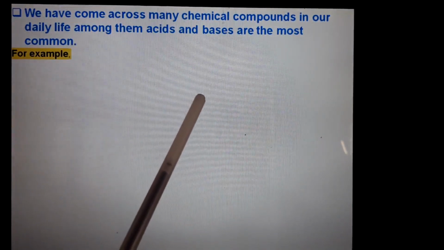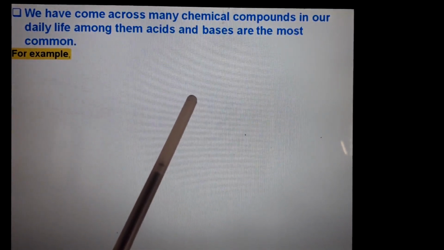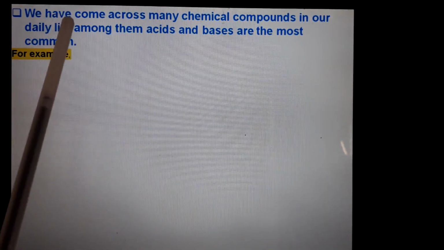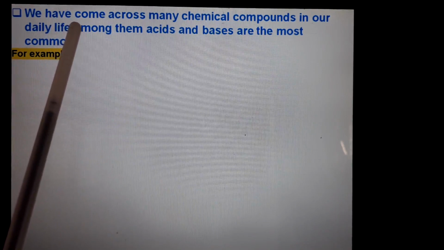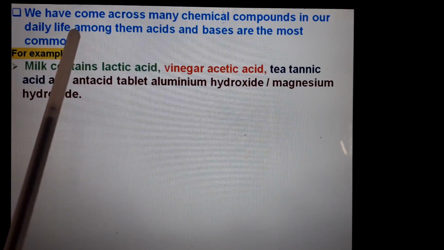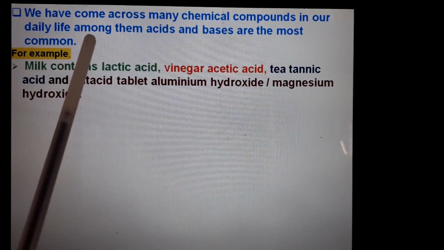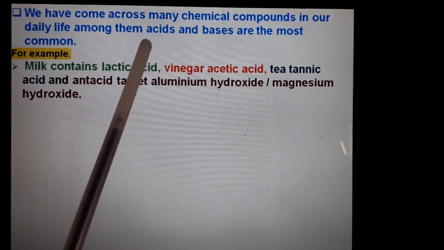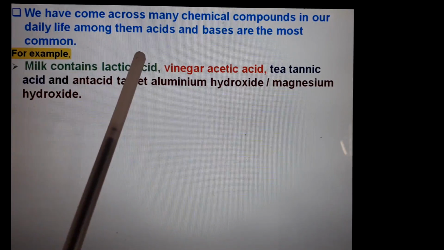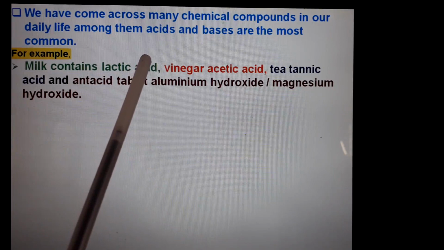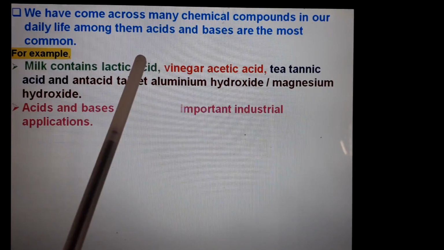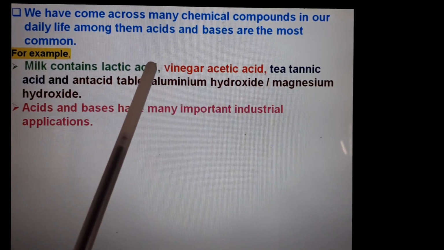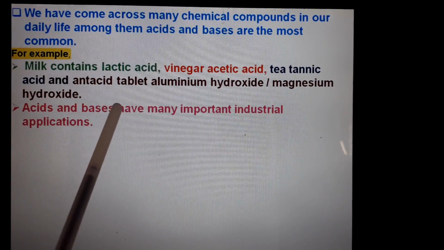Next one, we have come across many chemical compounds in our daily life. Among them, acids and bases are the most common. For example, milk contains lactic acid, vinegar acetic acid, tea tannic acid, and antacid tablets aluminum hydroxide, magnesium hydroxide. These are the examples of chemical compounds in our daily life, the acids and bases.